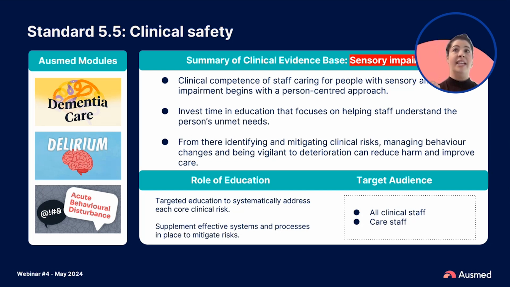So invest in really core basic education. There are some great modules that we have that help us look at dementia and delirium in a different way, a person-centered way. What are the needs of the person in this situation, rather than an immediate response to a deteriorating behavior?